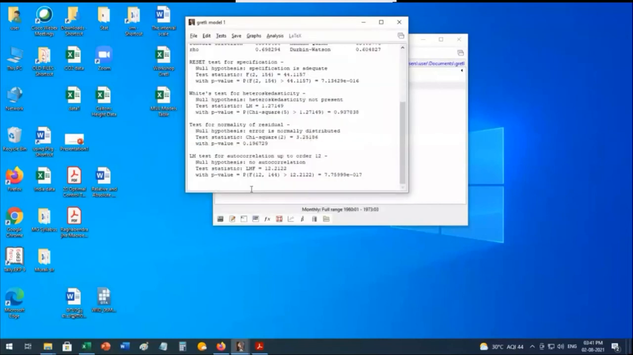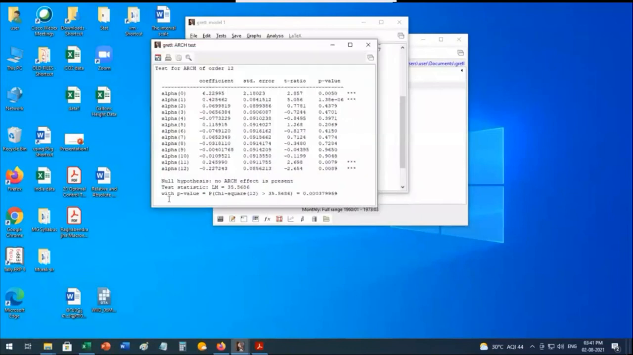Now we have one more, that is about the ARCH effect. We click this ARCH. Here also we have to give the lag order. We are giving again 12, the default one. Click OK. And here we have the p-value. The p-value is 0.0003. So this is less than 5%. That means we are rejecting the null hypothesis of no ARCH effect. That means there is ARCH effect also. Autoregressive conditional heteroskedasticity also.